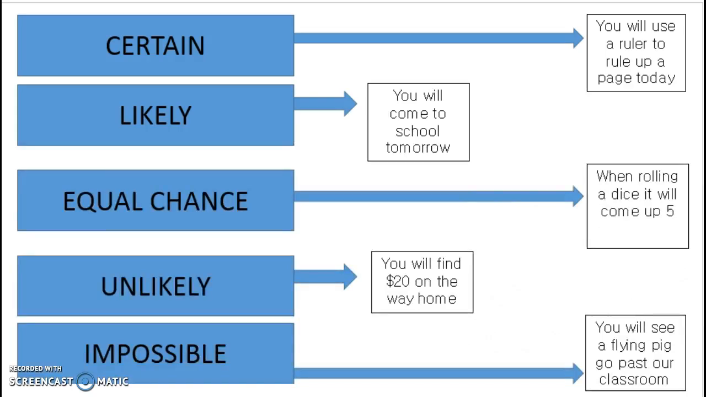You should have arranged it something like this, unless one of these events was completely different for you. Certain is you will use a ruler to rule up a page today, but you've already done that, if you followed my instructions. Likely was you will come to school tomorrow. Equal chance was when rolling a dice, it will come up 5. Unlikely was you will find $20 on the way home. And impossible was you will see a flying pig go past our classroom.